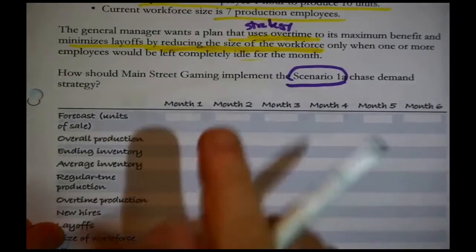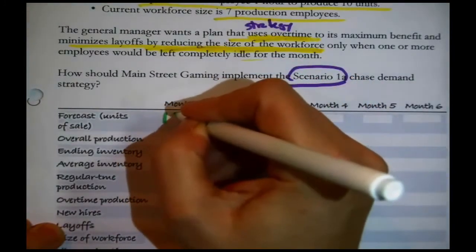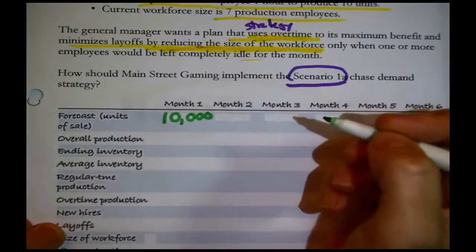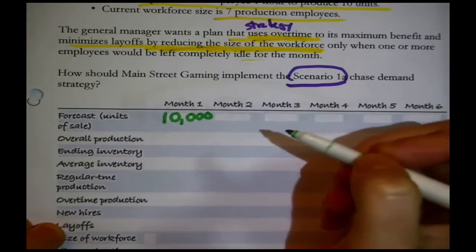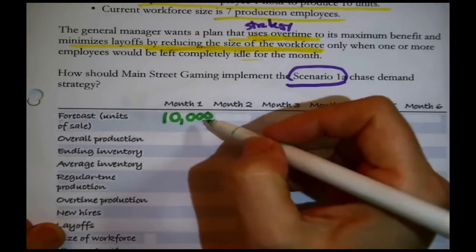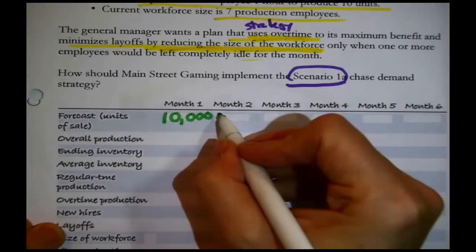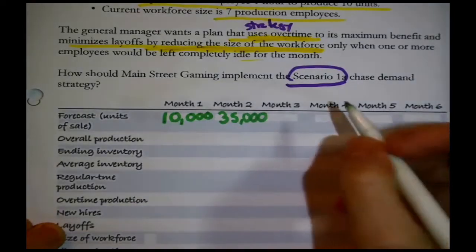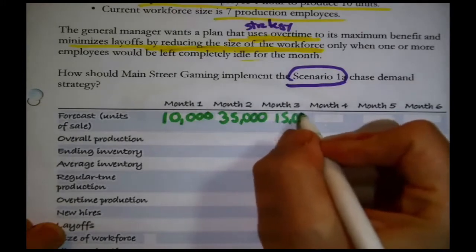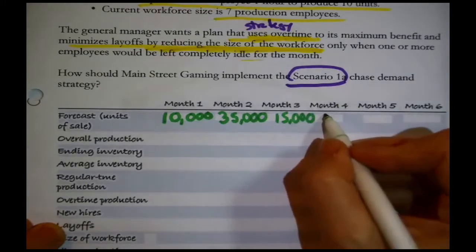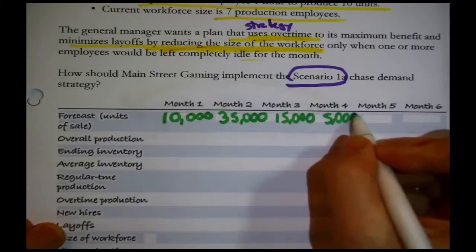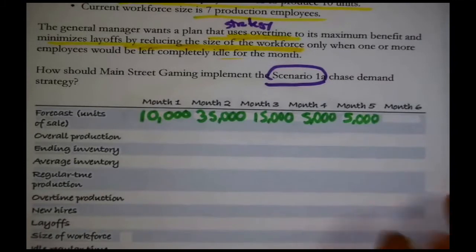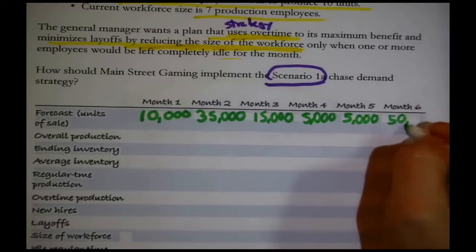Now, the backstory. At the top it says forecast. All aggregate plans begin with a forecast. The forecast in this particular aggregate plan was that 10,000 units of sale would be needed in the first month. The second month was forecast to be pretty busy, 35,000. The third month, only 15,000. The fourth month, quiet, only 5,000. The fifth month, quiet, only 5,000. And the sixth month, really busy, 15,000.